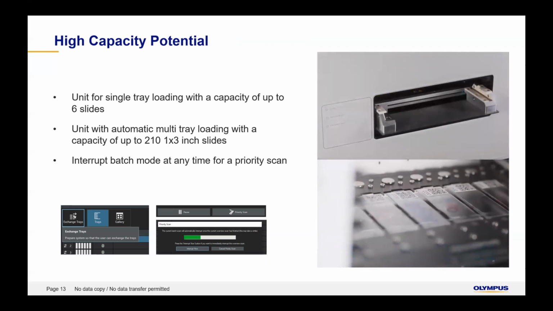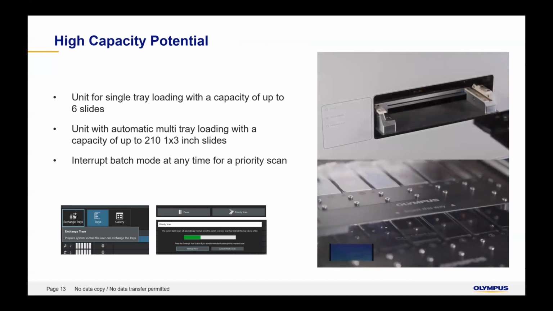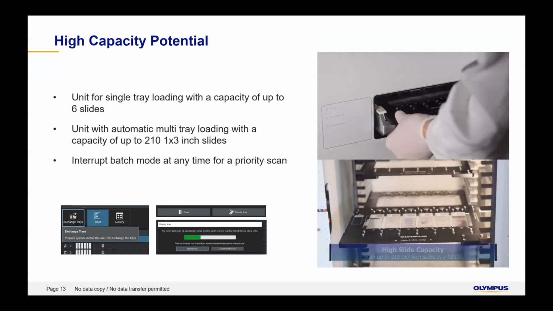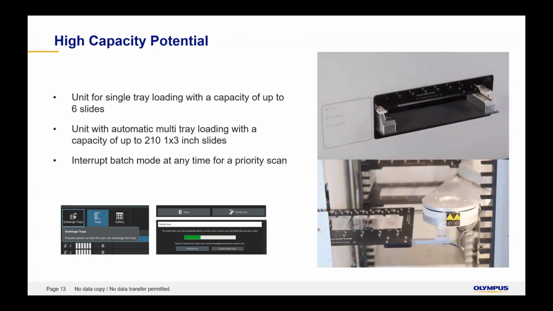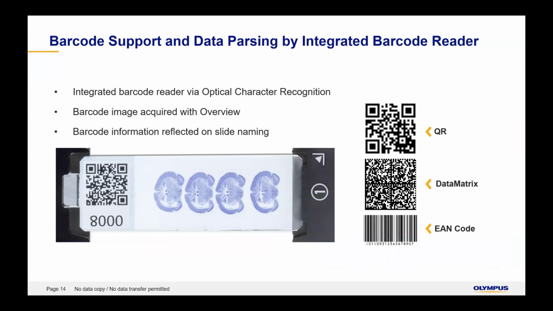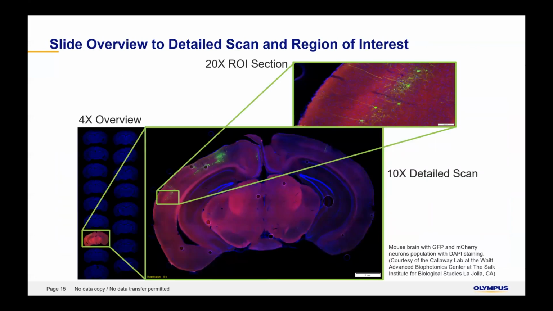We also implemented a way to interrupt a current scan and image a priority slide. This pauses the current scan. Once the priority slide is imaged, the system will resume scanning the previous batch. To further automate the process, we integrated a barcode reader into the system. As you can imagine, manually entering the information for 210 slides is incredibly tedious. So this allows the users to even further automate the scanning process.